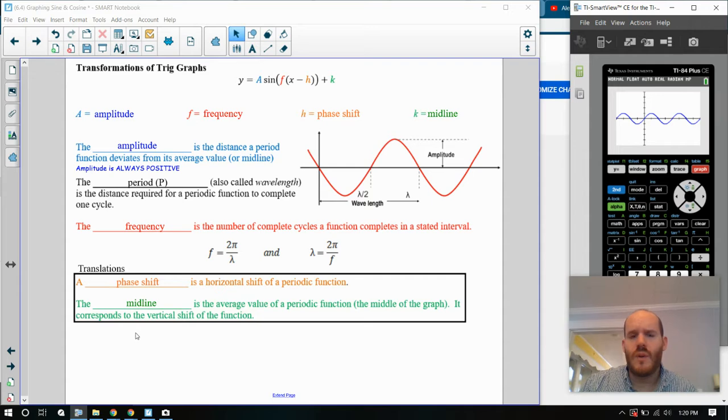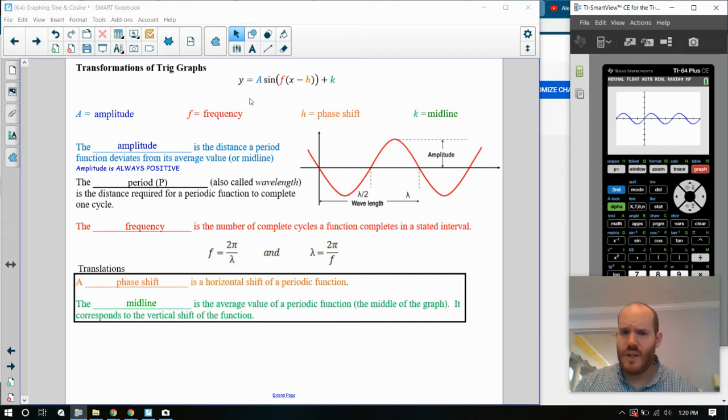Now, if you recall from the notes that we've taken earlier, that phase shift is really just a horizontal shift of the graph, and the midline corresponds to a vertical shift of the graph, just like our function transformations from earlier in the year. So that phase shift, when I'm subtracting an h value, that would shift me h units to the right. And when I'm adding a k value, that will shift me k units up.